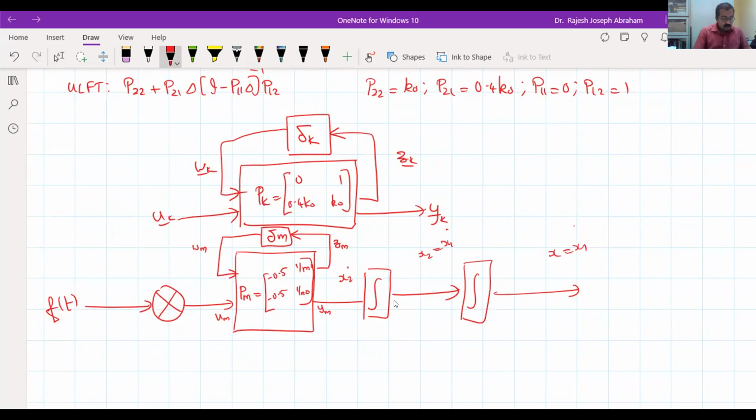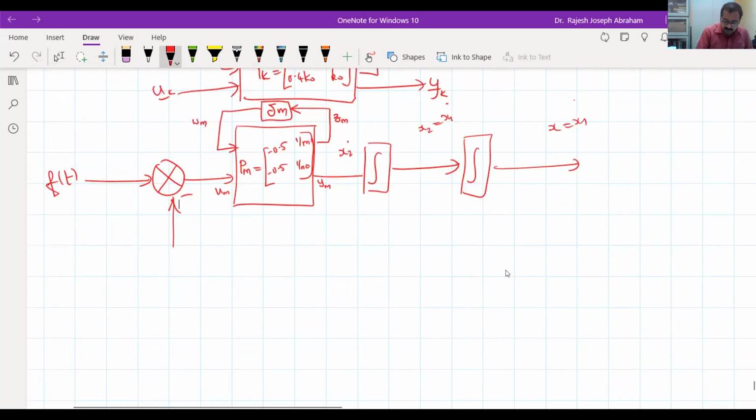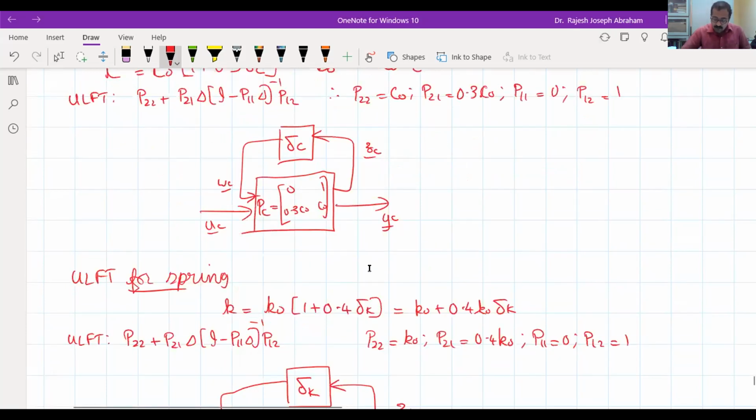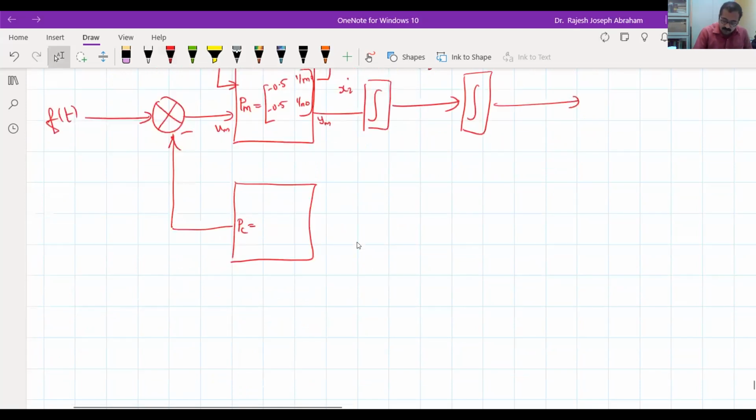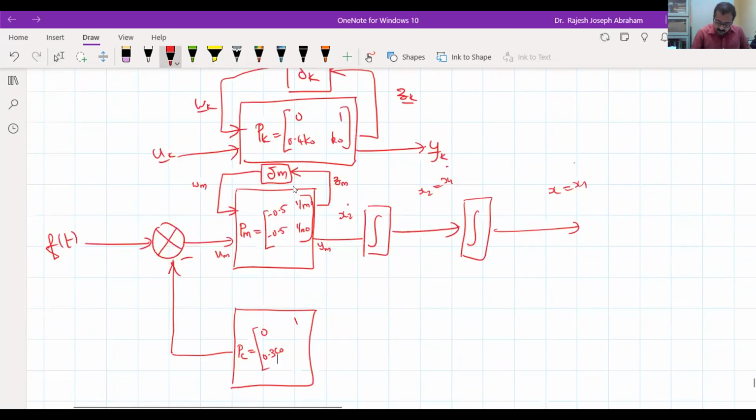Okay. Now what next? We have the damper. So minus. Okay. Minus. This is PC. What was that? PC was 0, 1, 0.3 C0, C0, 0, 1, 0, 1, 0.3 C0, and C0, right? It is coming from X1. Okay, don't forget to mark the perturbation block. This is delta C.